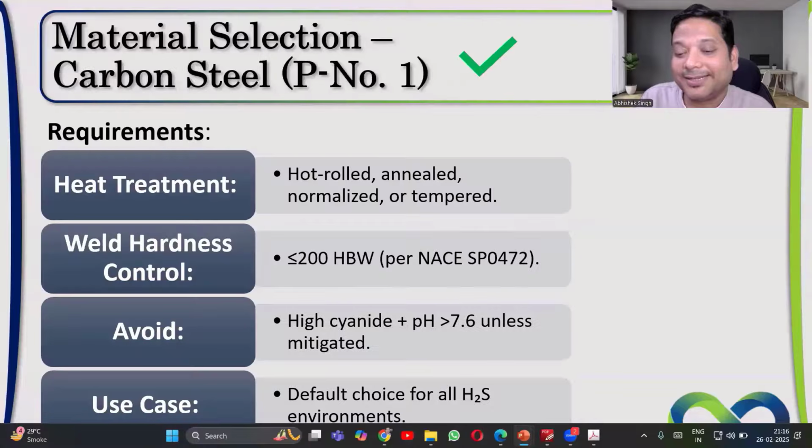One limitation you can see here is high cyanide, and the other is if you have a very high pH value. Or even otherwise, if it's very acidic, less than 3.5 pH, that also becomes problematic for carbon steel.